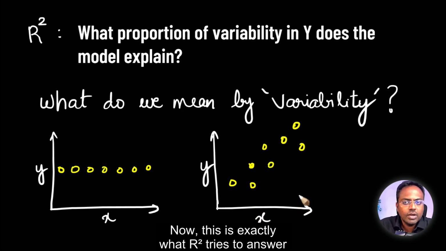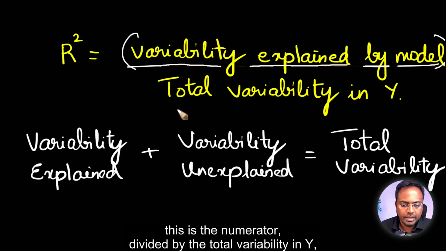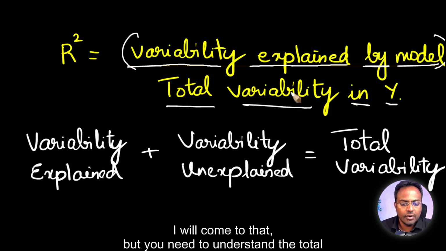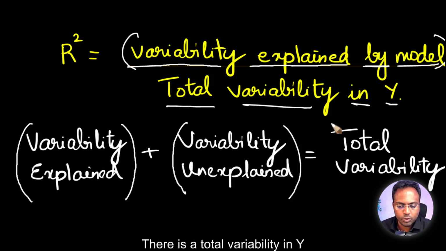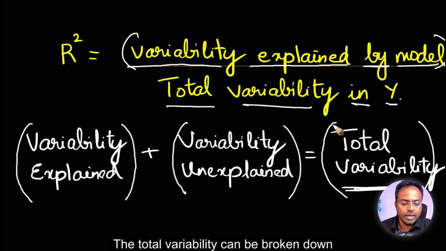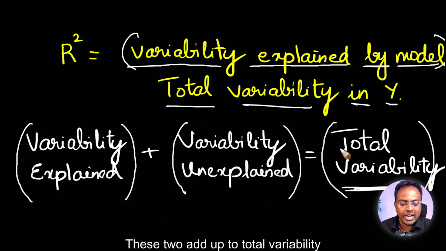Now, this is exactly what R squared tries to answer. The variability explained by the model, this is the numerator, divided by the total variability in y. Variability explained by the model divided by total variability in y. How do we understand this? I will come to that, but you need to understand the total variability is the variability explained by the model plus the variability unexplained by the model. Okay, there is a total variability in y. We will come to the formula for this. The total variability can be broken down into variability explained plus variability unexplained. These two add up to total variability.